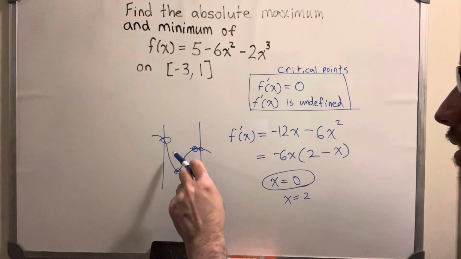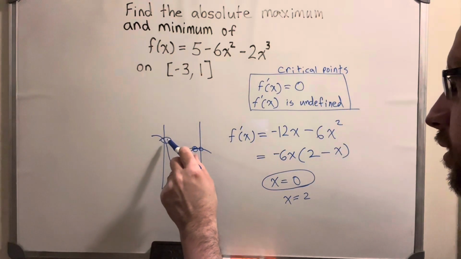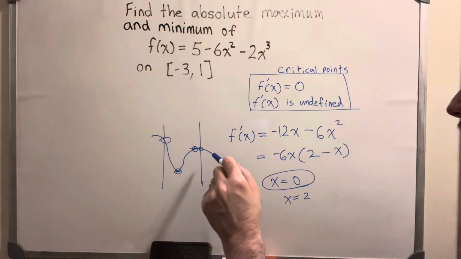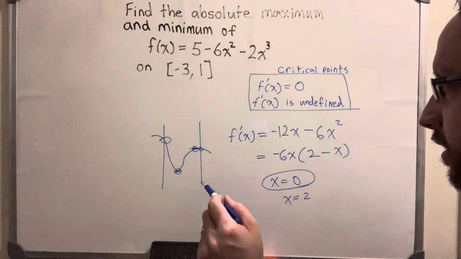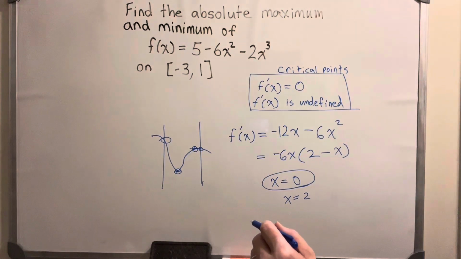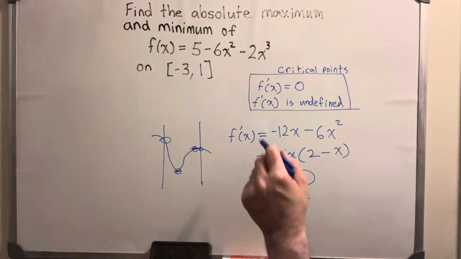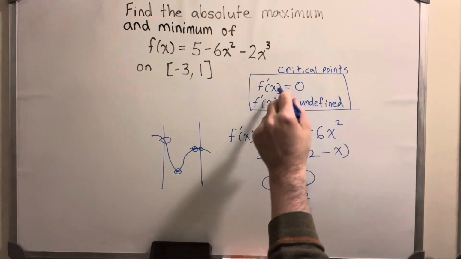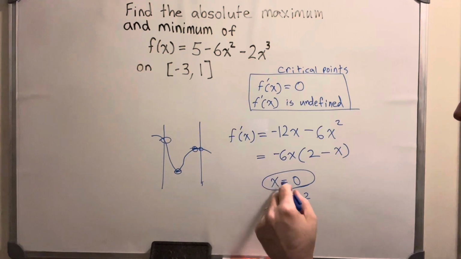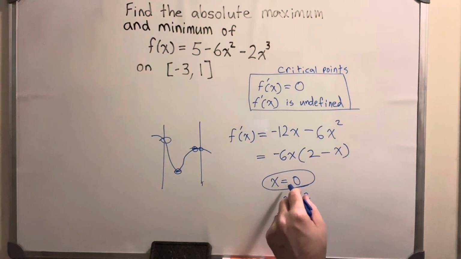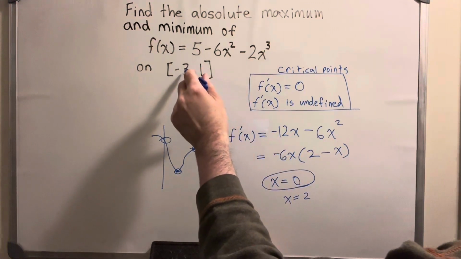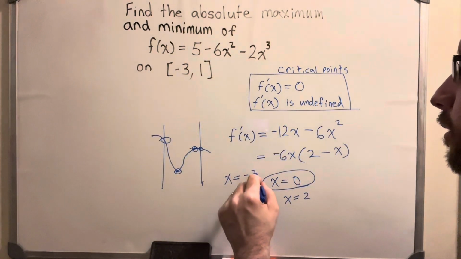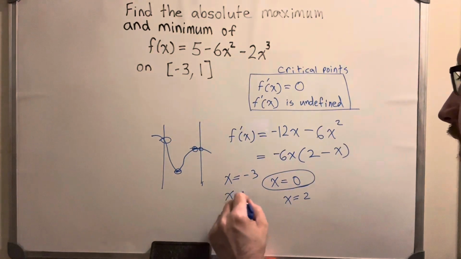Notice that we don't have a slope of the tangent line of 0 at these points, but they could be maxima or minima because they are the endpoints. So we only have one critical point inside the range. So we want to check at x equals 0. And we also want to check at x equals -3. And we also want to check at x equals 1.